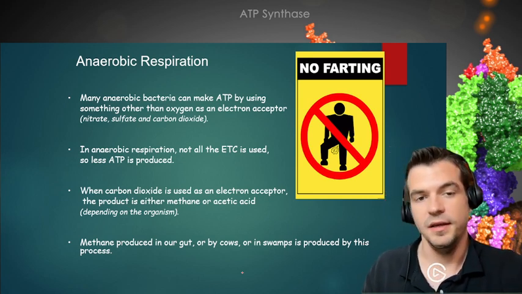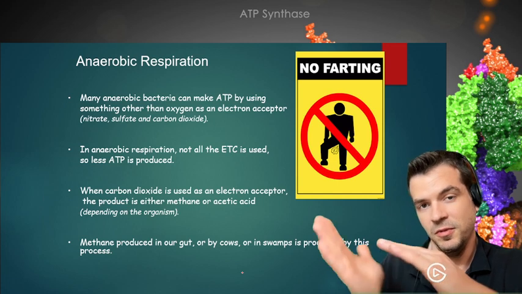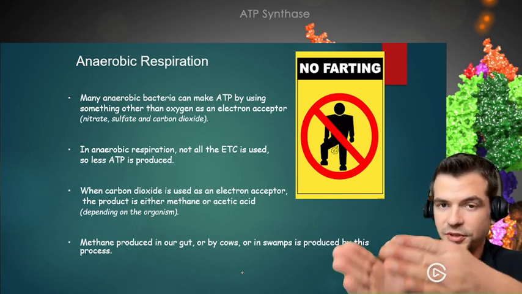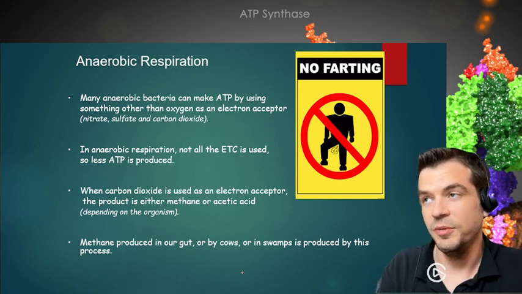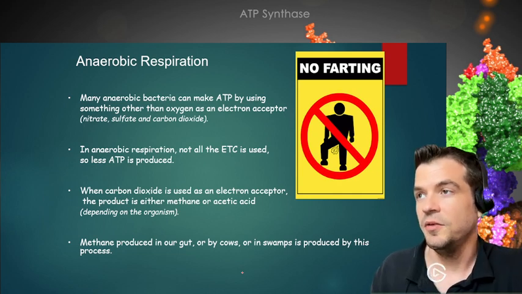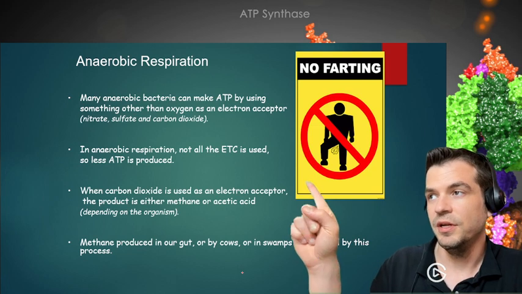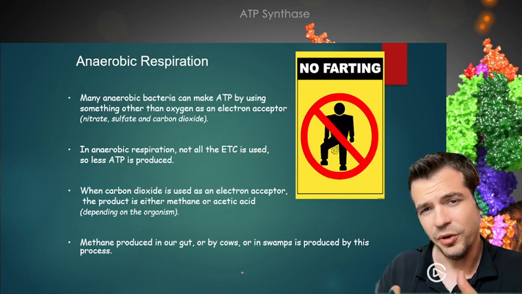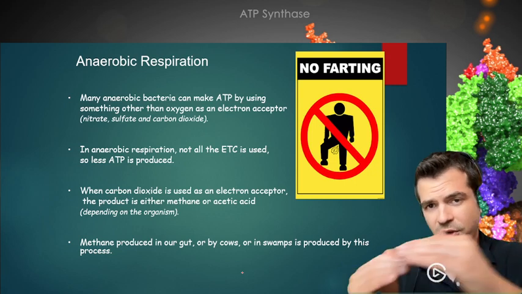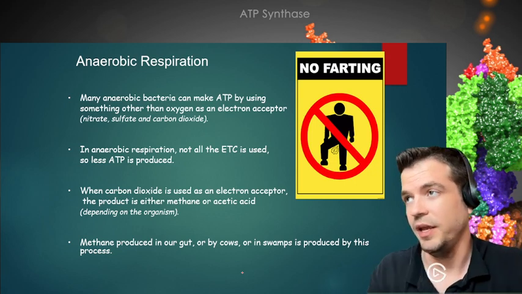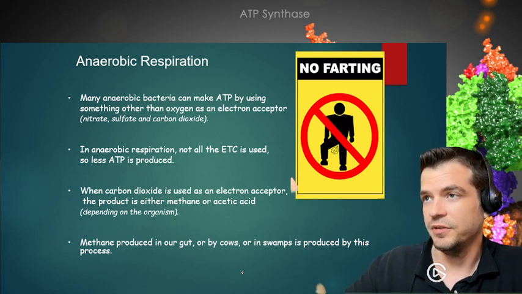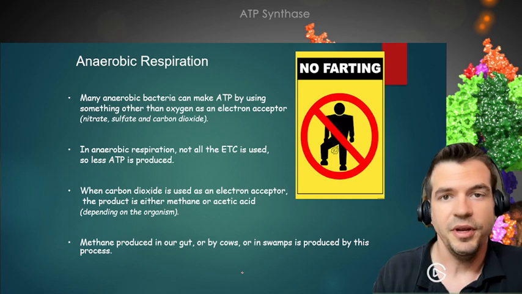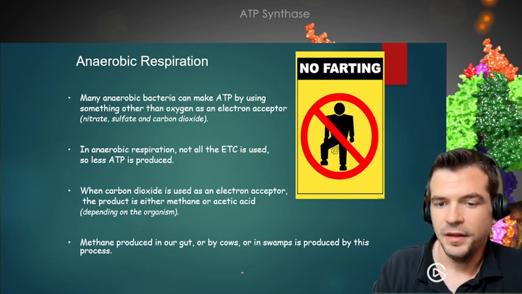So we take our glucose, we go into glycolysis, we get to our transition reaction, we go into the Krebs cycle, and when we get into the electron transport chain, we don't have oxygen there, and we dump our electrons onto another electron acceptor, namely carbon dioxide or nitrate or sulfate.